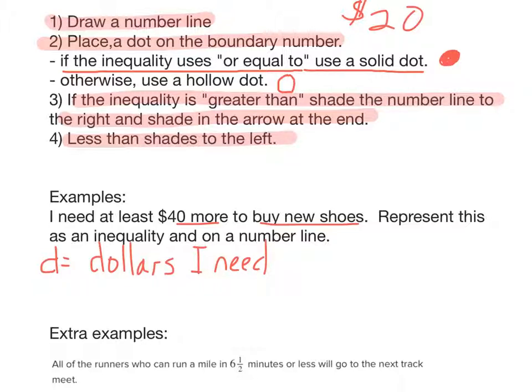I need at least $40. So the D could equal $40, or it could be more than $40. Anything more than or equal to $40 and I'm in good shape. That's what my problem says. I need at least $40 more. That "at least" was a sign that I was going to use the or equal to symbol. So D is greater than or equal to $40. So I've represented it with an inequality.